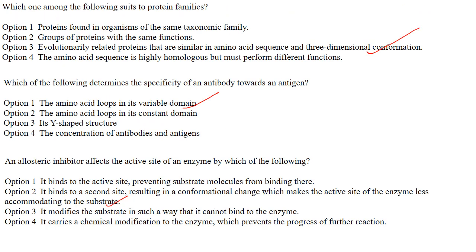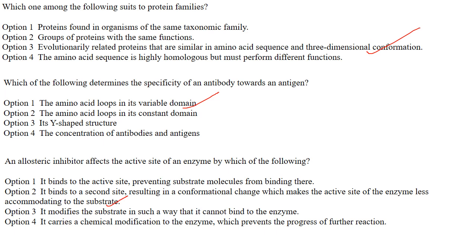So coming to the next question, which one among the following suits protein families? So it is evolutionary related proteins that are similar in amino acid sequence and three-dimensional conformation. Option 3. Which of the following determine the specificity of an antibody towards an antigen? The amino acid loop in its variable domain. Then allosteric inhibitor affects the active site of an enzyme by which one of the following? It binds to a second site resulting in conformational change which makes the active site of the enzyme less accommodating to the substrate.